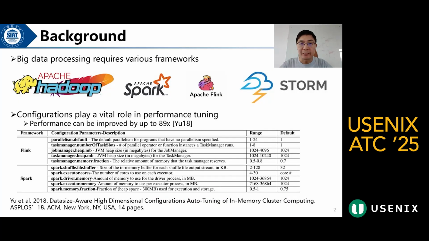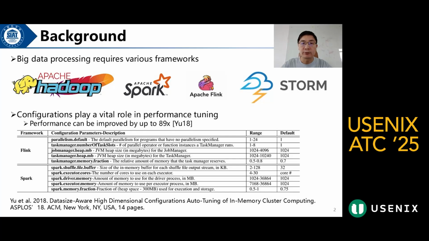Nowadays, big data processing has been widely used, and various frameworks are required to process data easily and efficiently, such as Hadoop, Spark, Flink, etc. Among them, the configurations of these frameworks play a vital role in system performance. It is worth mentioning that, according to research, the performance can be improved by 89 times through parameter tuning.